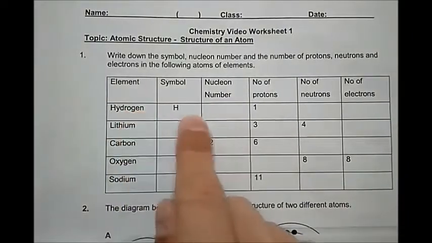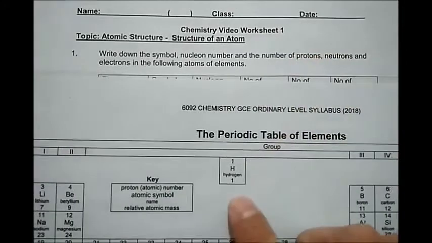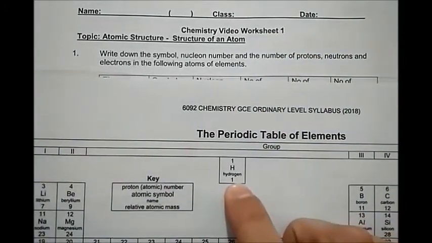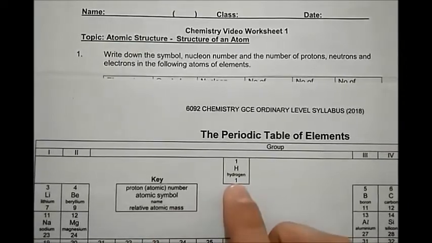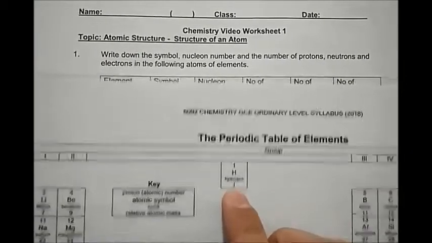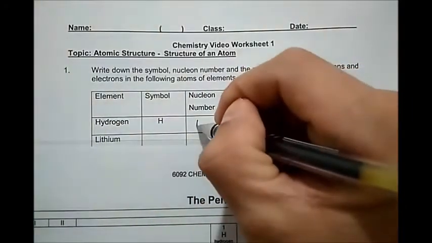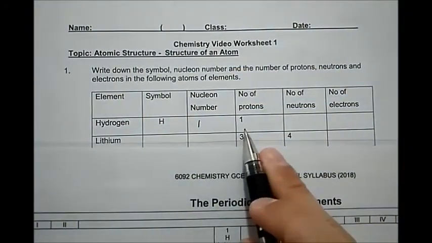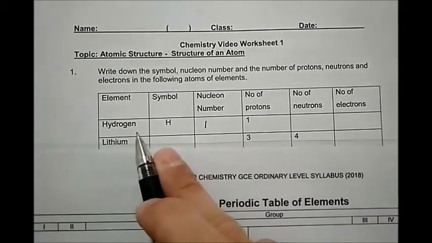To find the nucleon number of hydrogen, we can refer to the periodic table. The nucleon number is essentially the relative atomic mass. For this case, it will be 1. Next, using the nucleon number and the number of protons, we can find out how many neutrons hydrogen has.